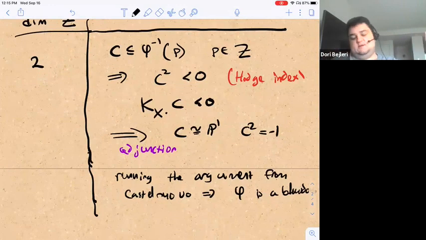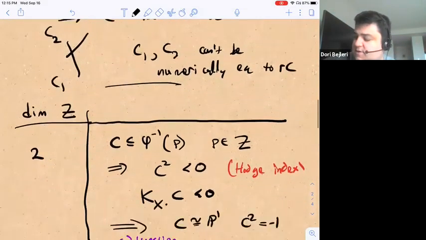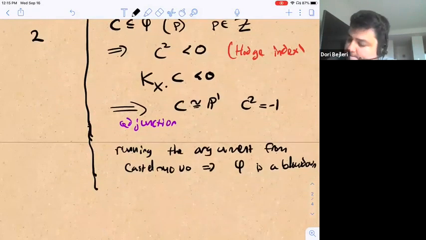So in particular, these don't happen if we're already on a minimal surface. But it also says that Castelnuovo's theorem also falls under the same formalism of these extremal contractions, these contractions of rays on the negative side of NE bar.